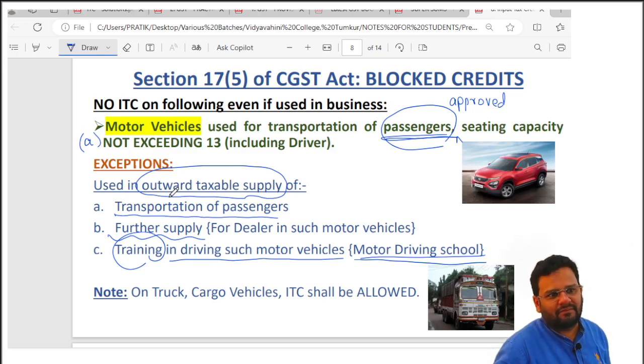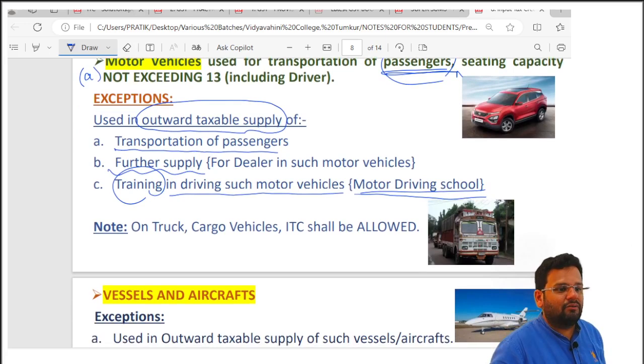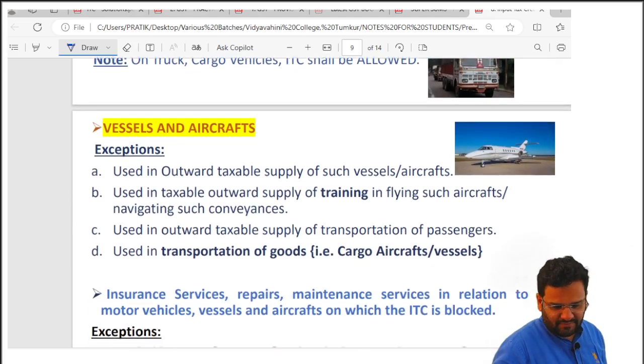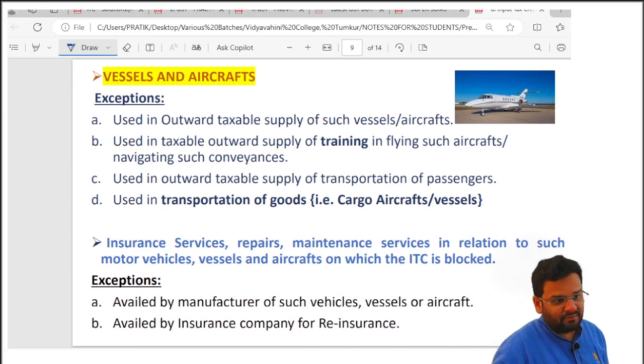What happens? Blocked. So don't get emotional. ITC is blocked. Okay, don't get involved in the story which they tell you. Blocked. Fine. Next clause.